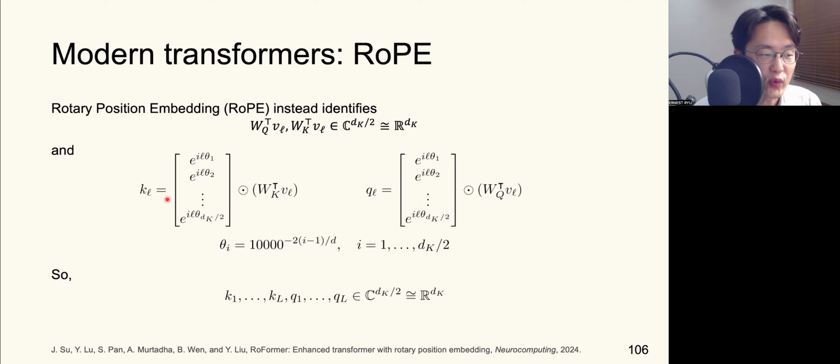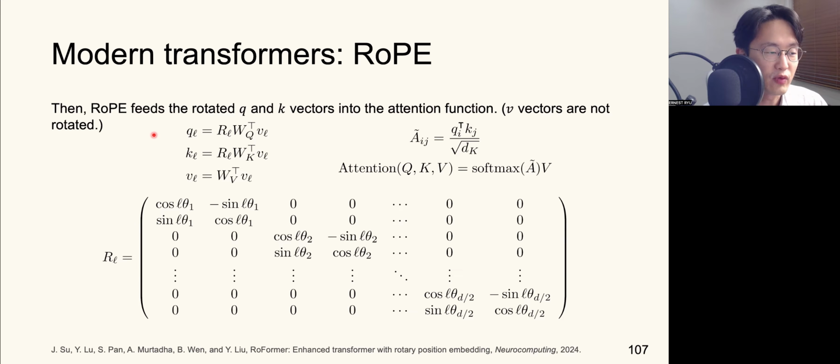And then for the key vector and the query vector, we multiply by complex exponentials, element-wise. This is element-wise multiplication between complex numbers. The frequencies theta are given in this way, and these are exactly the same frequencies as were used in the sinusoidal embeddings. After this operation, the key vectors and the query vectors are complex numbers of dimension dk divided by 2. Then rope feeds the rotated Q and K vectors, rotated in the complex plane, into the attention function.